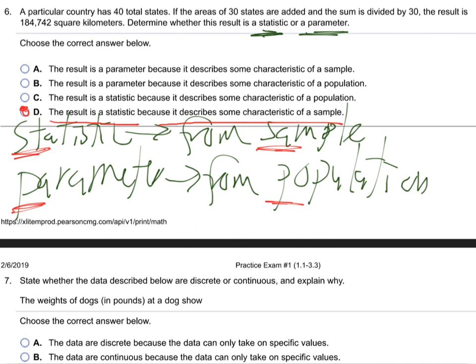A sample is just a little bit taken out, like you sample the soup or something, right? You just take out a little bit. Or you eat the whole bowl, right? That would be the population, the whole. All right, let's keep moving.